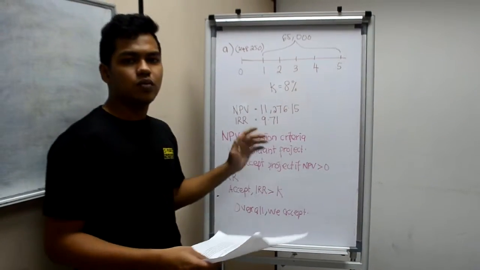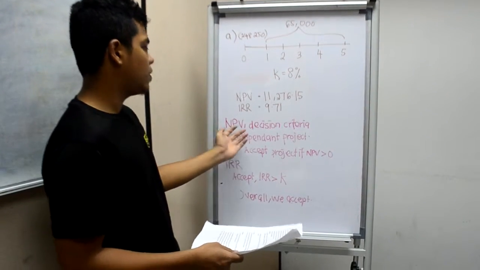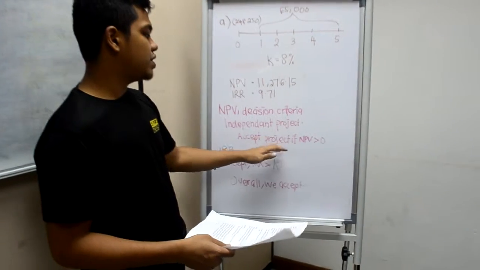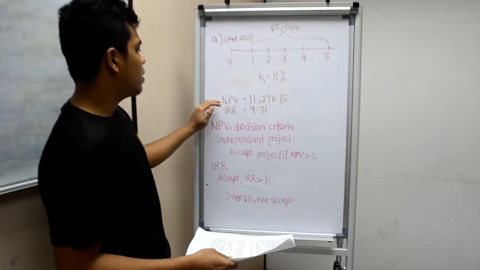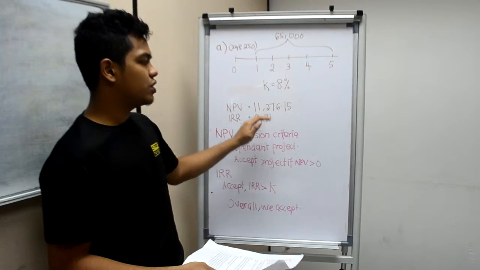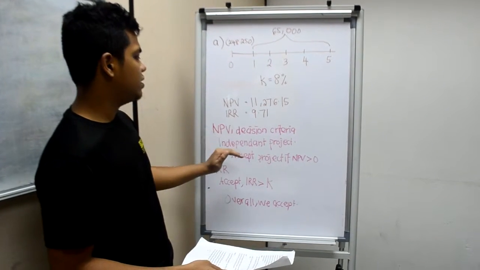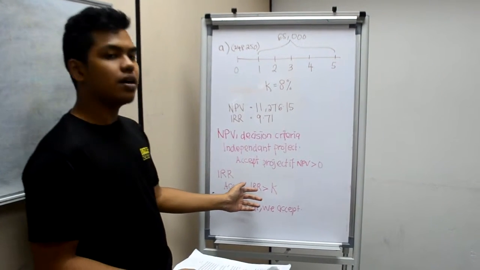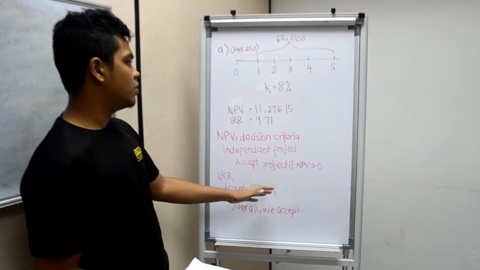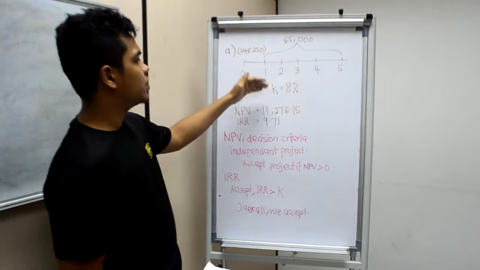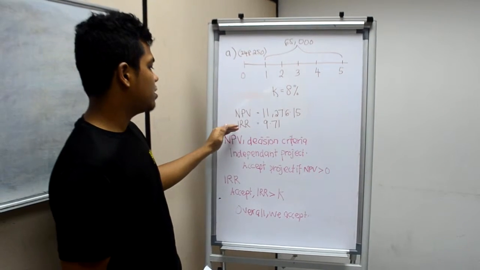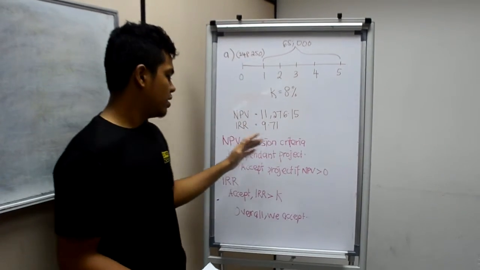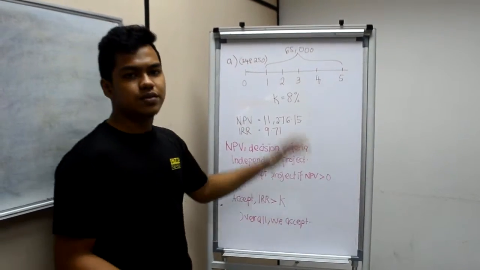So how can we make the decision from this method? From NPV, the decision criteria stated that for an independent project, accept the project if the NPV is more than 0. Therefore, it's shown that the NPV is more than 0, so the project is accepted. And for IRR, we will accept if the IRR is more than the cost of capital. The cost of capital for this project is 8%. By calculating IRR, we found that it is equal to 9.71. Therefore, overall, we accept the project.